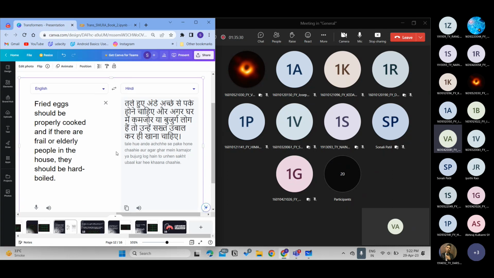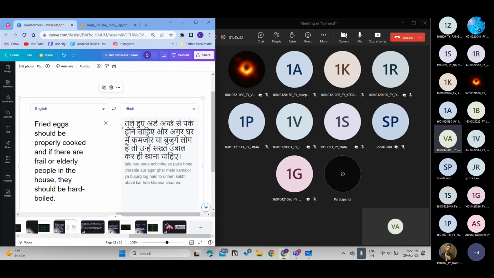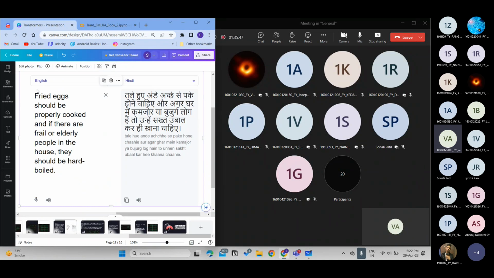But see what the Google Translator did. It gave a Hindi translation saying fried eggs should be well cooked, and if there are weak or elderly people at home, they should be boiled hard and eaten. So it said that you have to cook the old people, which is wrong. This is the problem, because initially I gave the word and the dependency was there: "they should be hard boiled." It didn't understand whether I'm speaking about the elderly people or the fried eggs. The dependency became so weak that even Google Translator failed.